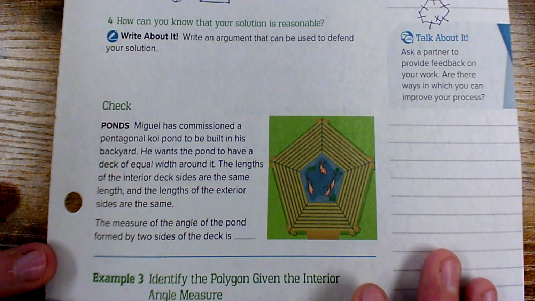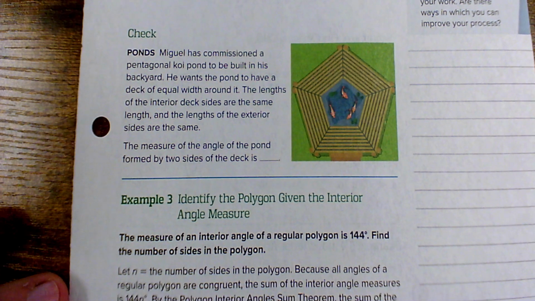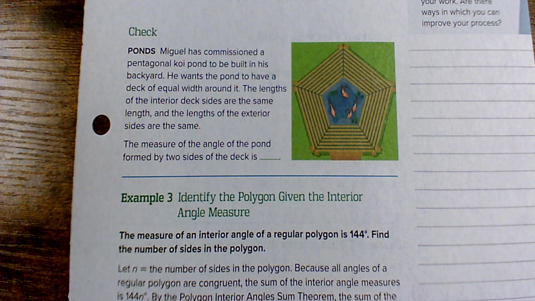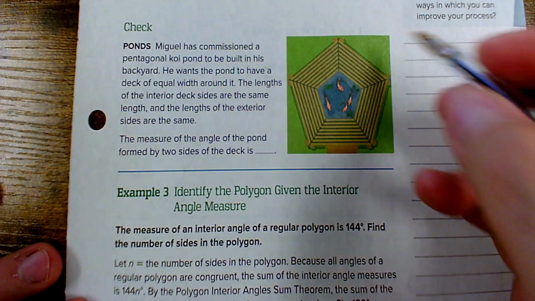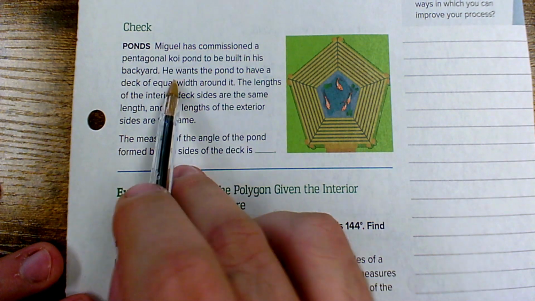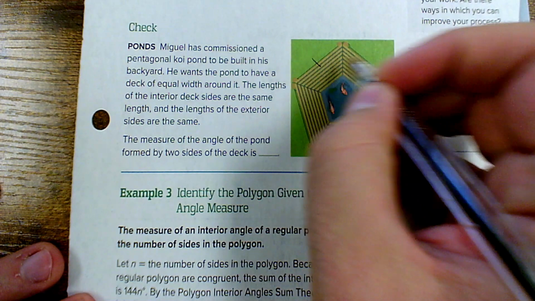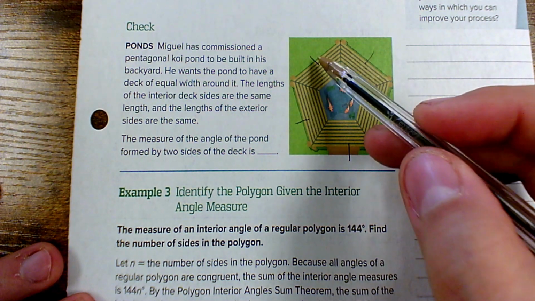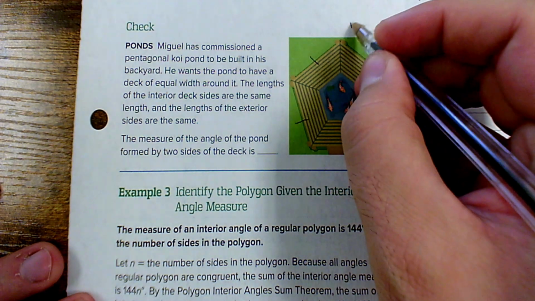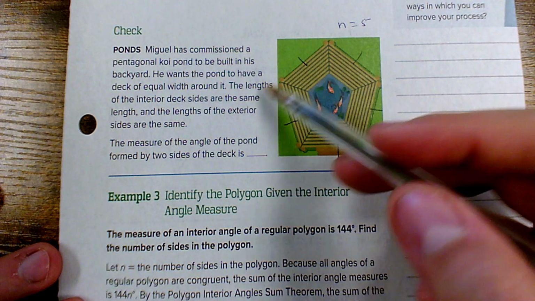All right, so let's look at the check. Go ahead and pause the video for a second and see if you can try what we just did. Hopefully you paused it and tried it. Here we have a pond with a deck of equal width around it. So this is the deck, and it has the same width all the way around. It's a regular polygon, in this case 1, 2, 3, 4, 5. So n is equal to 5. It's a regular pentagon, 5 sides.